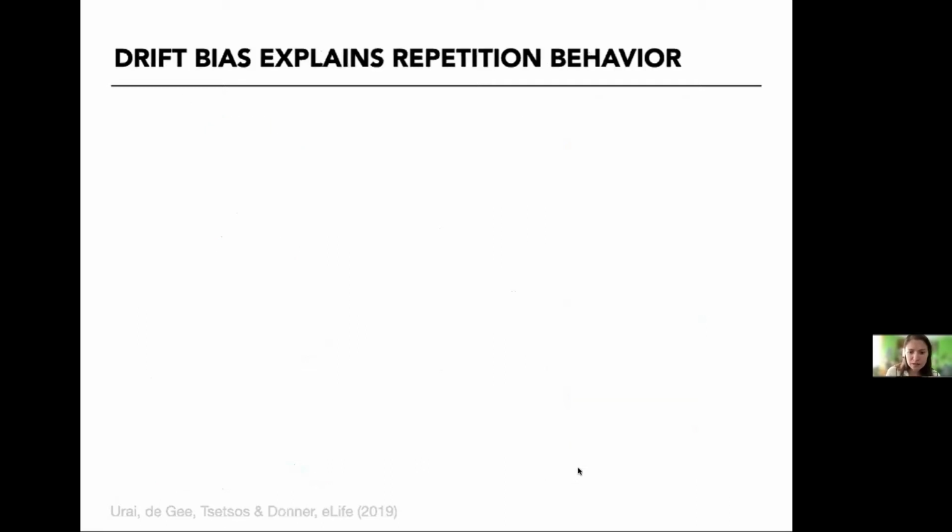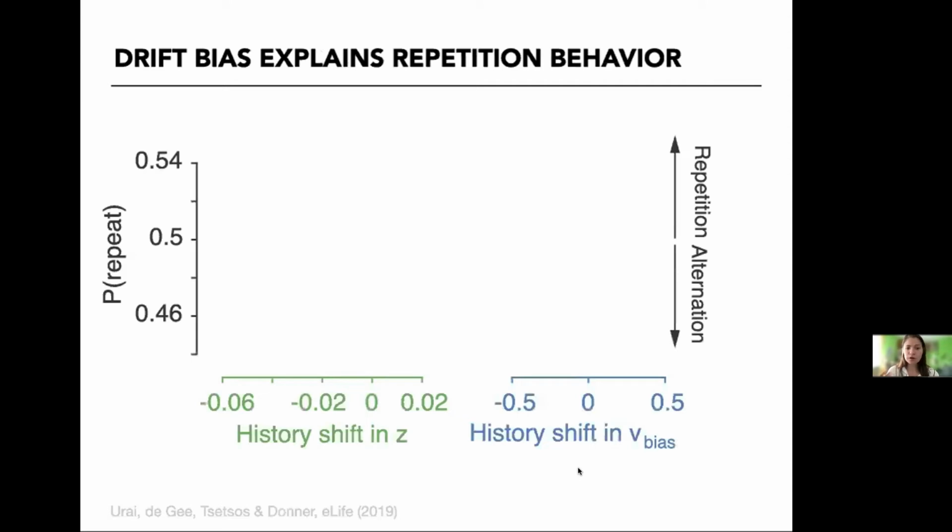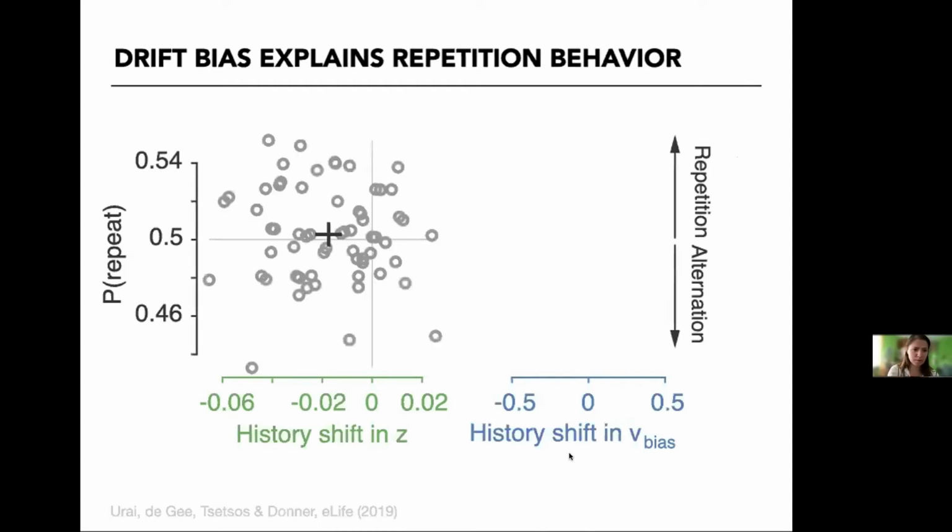Now, as I said, there was a big effect of individuality in these history biases. So what I wanted to do is, for each observer, quantify how much people repeat or alternate their behaviors. That's shown here on the right. And then see how well this individual behavior is captured by the parameters of shifting your starting point here on the left in green, or shifting your drift bias depending on choice history.